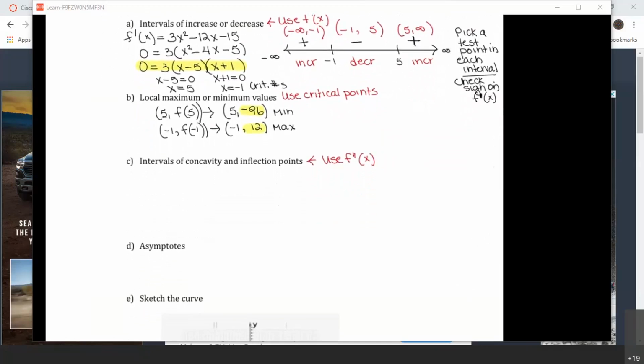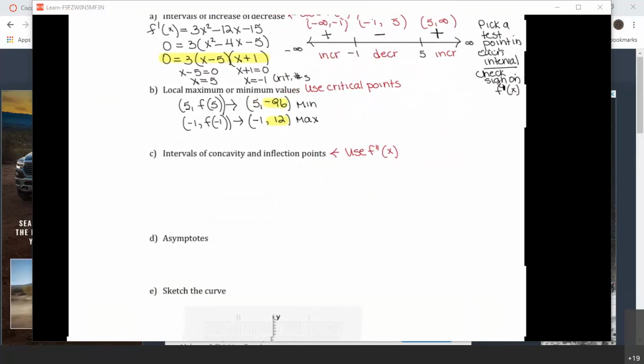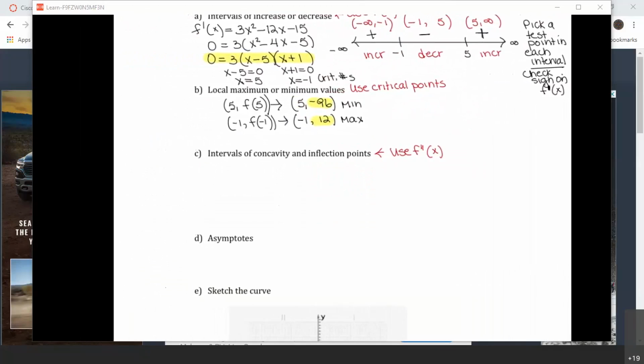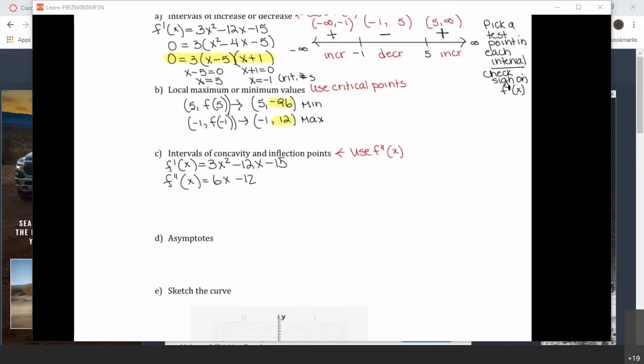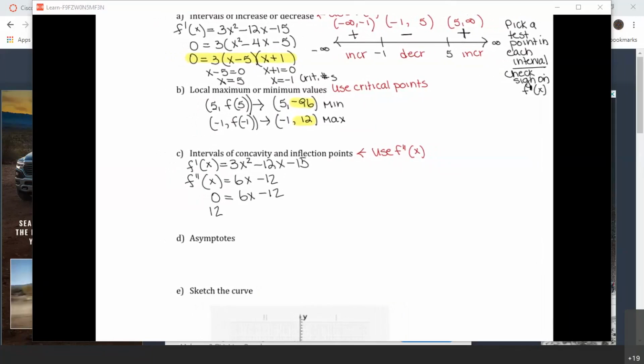Okay, intervals of concavity. That's my second derivative. So I'm going to start with my first derivative and differentiate it again. Your inflection points are likely to be where your second derivative is 0. This is linear, so it's super easy to solve. Add 12 to both sides, divide by 6. This is an inflection point.